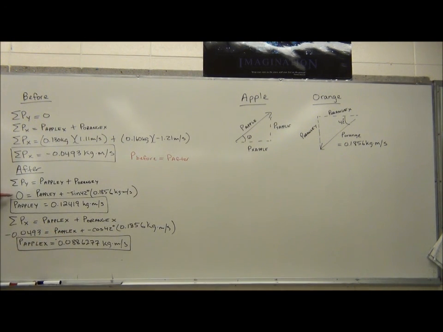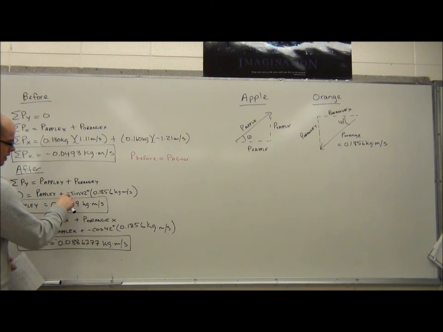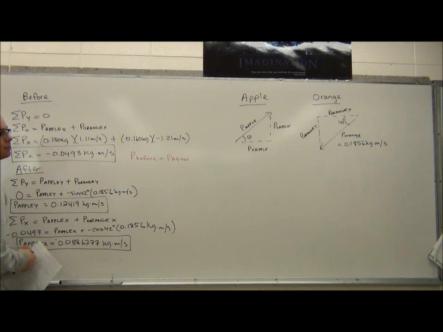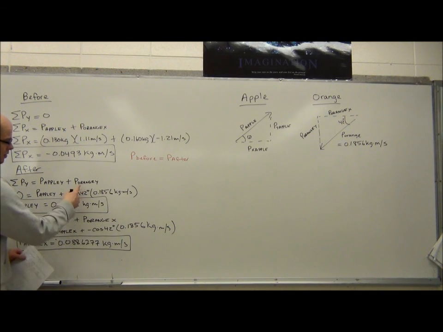I know that I've got a total in the y direction of 0 for the apple and the orange. Now, I don't know the apple's y component, so I've just left that. That's what I want to find. But I do know the orange, and I've made it negative because it's down. That's key. So I've got a negative there. It's sine because it's the y component. You've got to be careful with that.